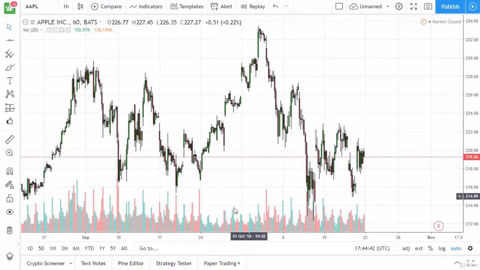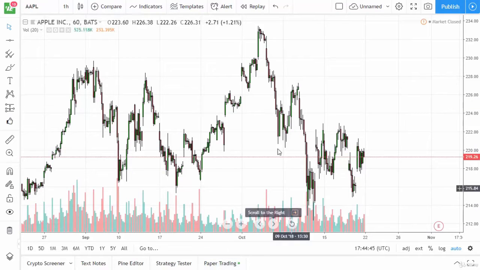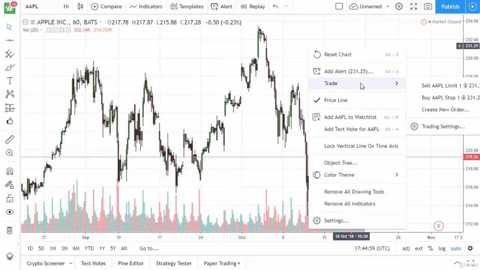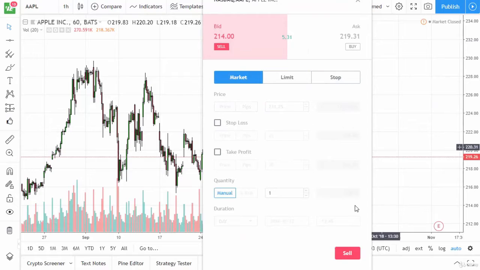So I mentioned earlier there was a paper trading account on TradingView that you can use to place orders, but there are a certain handful of orders that you use on a daily basis. So in this video, we'll take a look at them and why you may use them and why you may not. So you can right click on the chart and go to create new order.